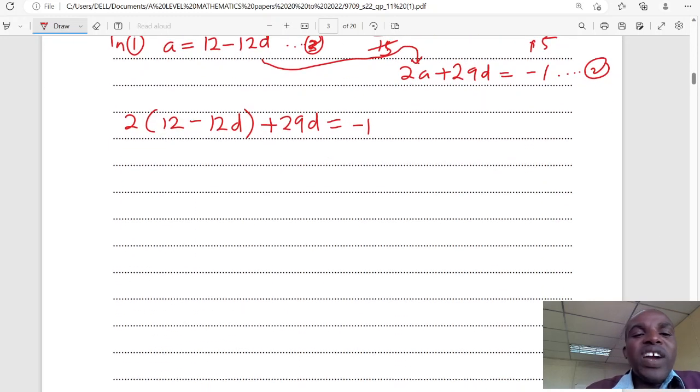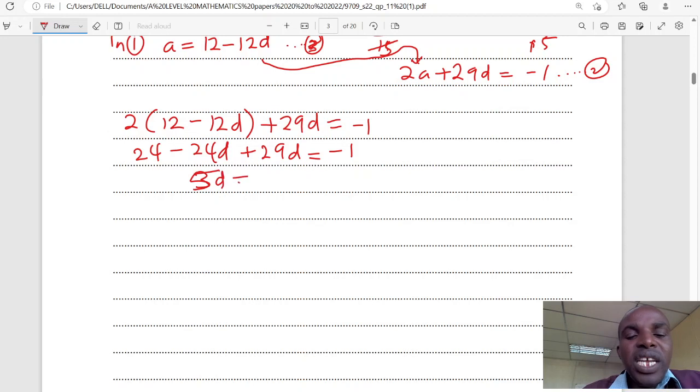Now it's a matter of simplifying this part. 2 times 12 will be 24, remove the brackets, minus 24d plus 29d is equals negative 1. Then you can simplify this part. Minus 24d plus 29d is actually 5d. Then is equals to minus 1 minus 24. Take 24 to the other side. So it will be 5d is equals to negative 25.